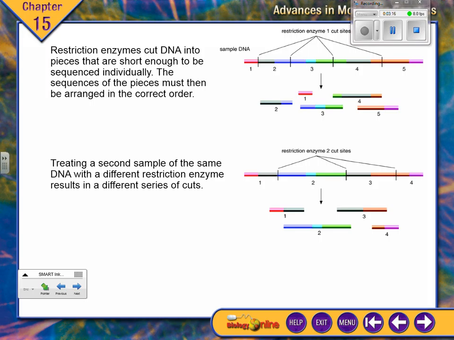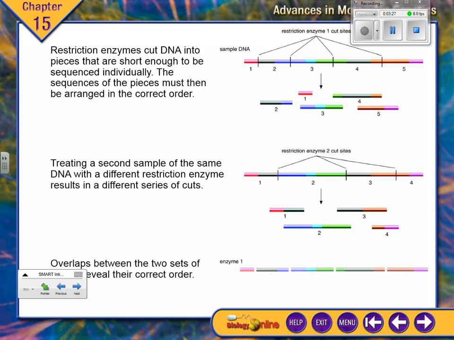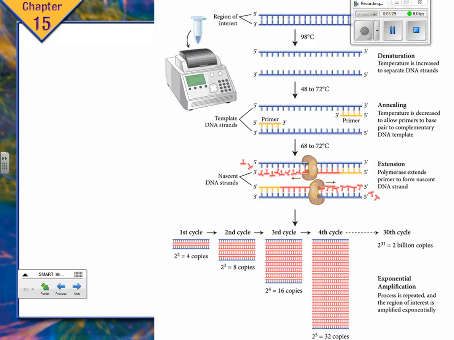But that's for DNA fingerprinting, but again, if we're trying to cut out a certain gene, then we have to look for an enzyme that's going to cut right in front of our gene. And sometimes we can find them, sometimes we can't.